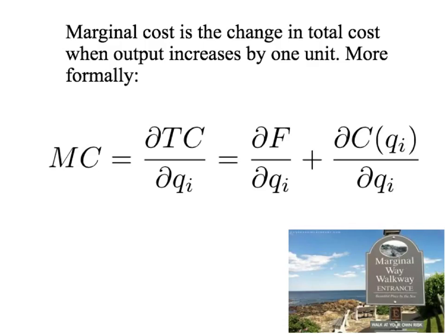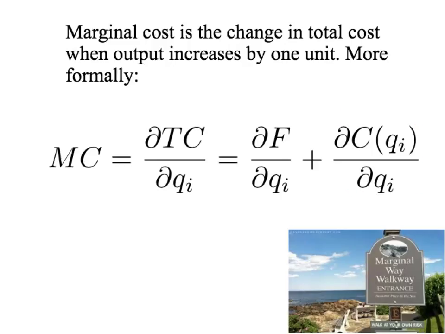You can think about marginal cost. Marginal cost is simply the change in the total cost when we increase output by 1 unit. Mathematically, it's a change in the total cost when we increase output by 1 unit, the derivative of total cost with regards to quantity. That's clearly going to be the change in fixed cost when we produce 1 more unit, plus the change in variable costs when we produce 1 more unit.